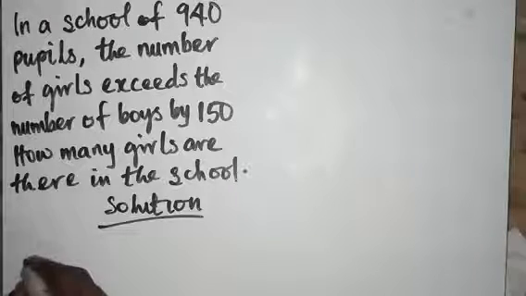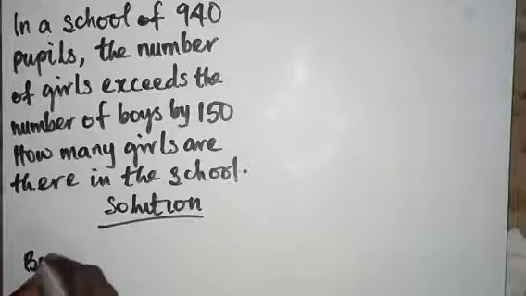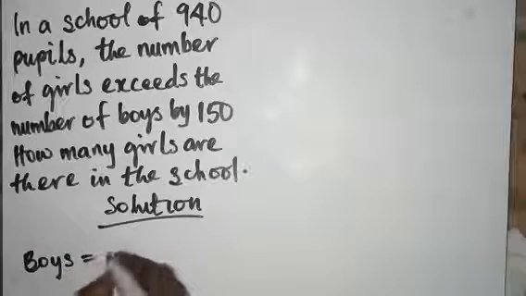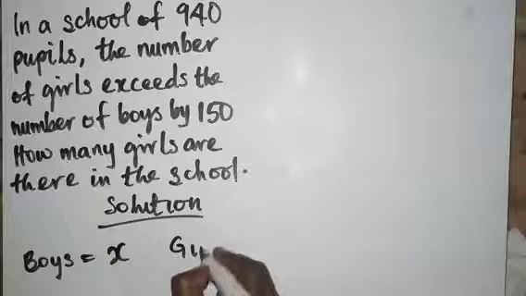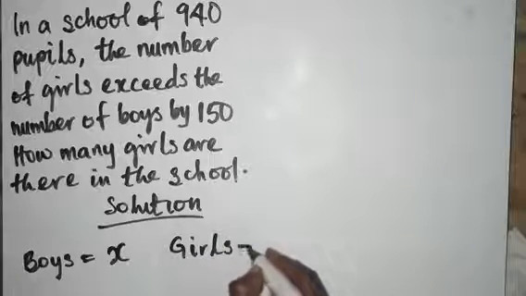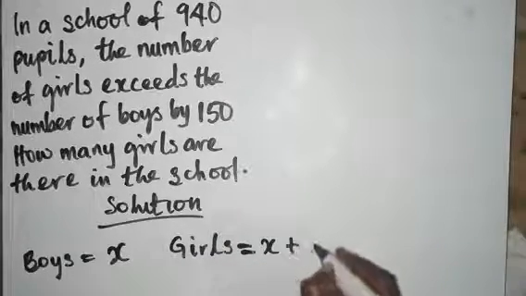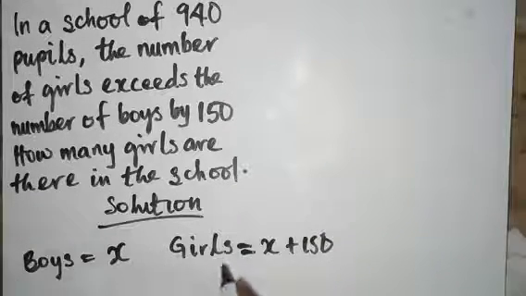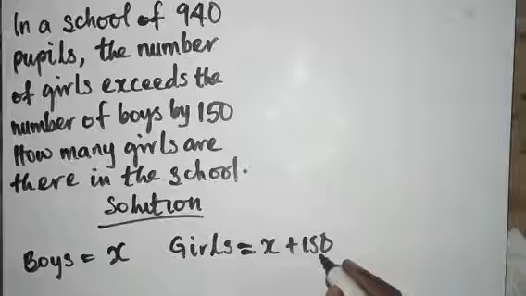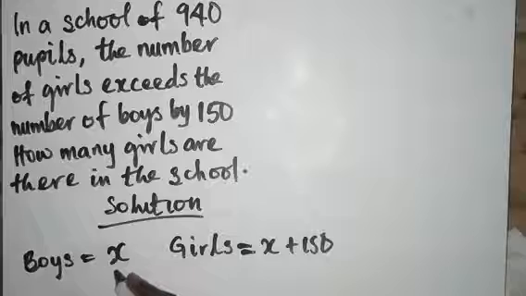So if boys equal, let me use X, then girls must be equal to X plus 150. We say so because the number of girls exceeds. That means they are more than. Exceeding means they are more than. Good. They exceed the number of boys by 150. So if the boys are X, the girls must be X plus 150.